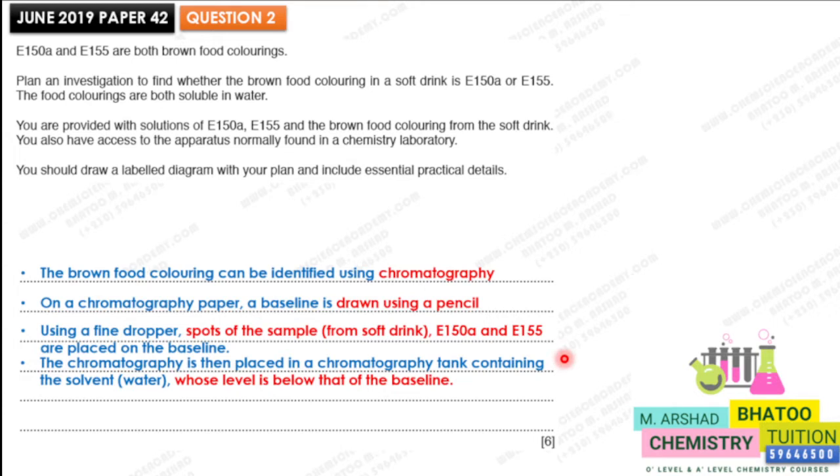Or important to illustrate that on your diagram if you have drawn a diagram. If your diagram is clear that your baseline is up there, but the level of the solvent is down below, correct, you can score that point. We now have 1, 2, 3, 4. Four points already. You see, that point is very specific.